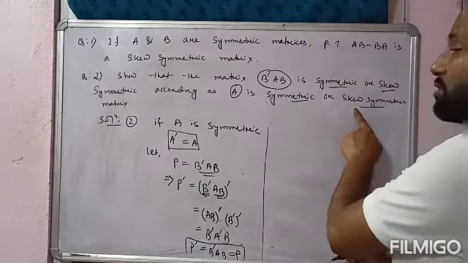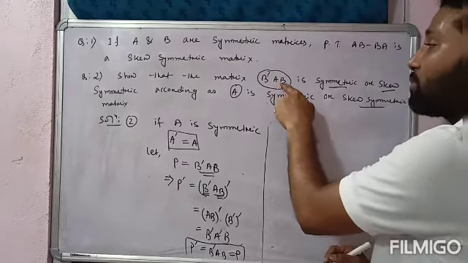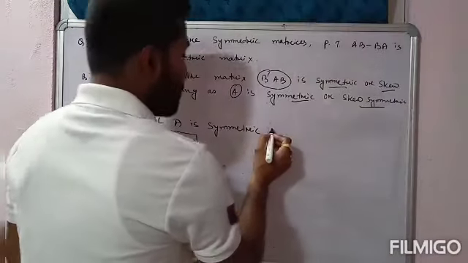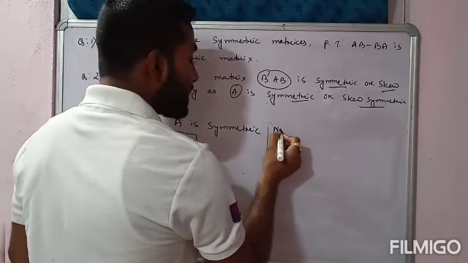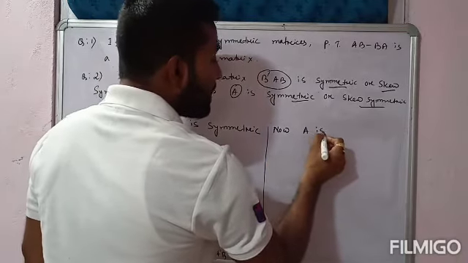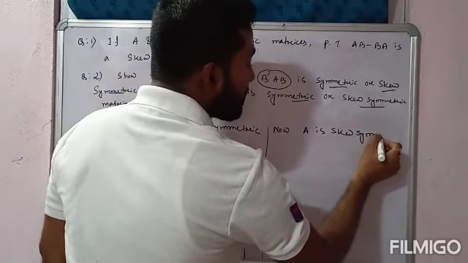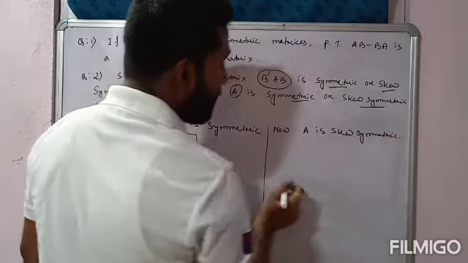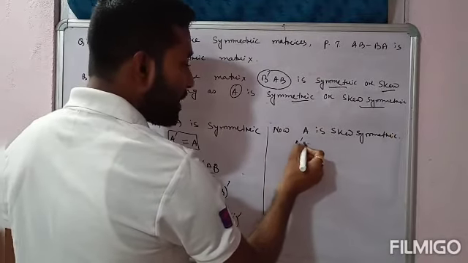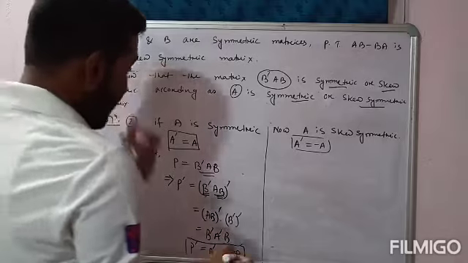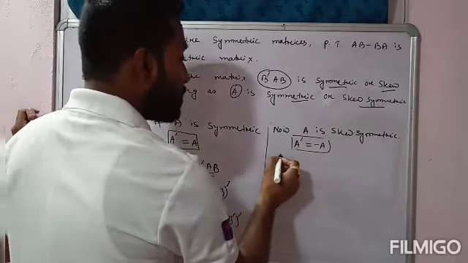If A is a skew symmetric matrix, then B transpose AB is also a skew symmetric matrix. Okay, so now let us consider A is a skew symmetric matrix. Now if A is skew symmetric, then A transpose is equal to minus A. Yes or not? Now you have to prove that this matrix is also skew symmetric.